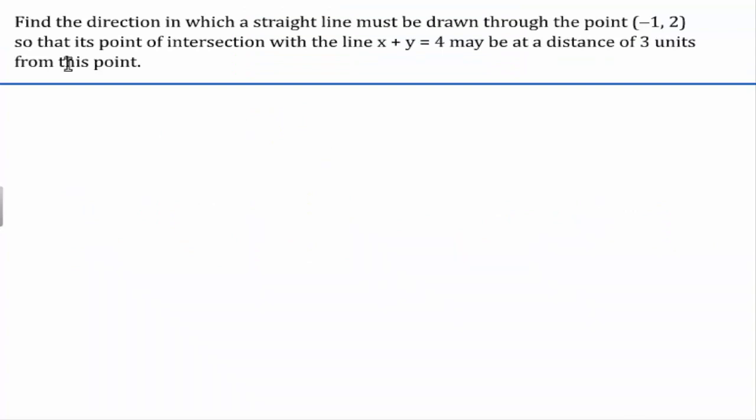In this interesting problem, you need to find the direction in which a straight line must be drawn through the point minus 1, 2 so that its point of intersection with the line x plus y is equal to 4 may be at a distance of 3 units from the given point. Let us see the solution for this.